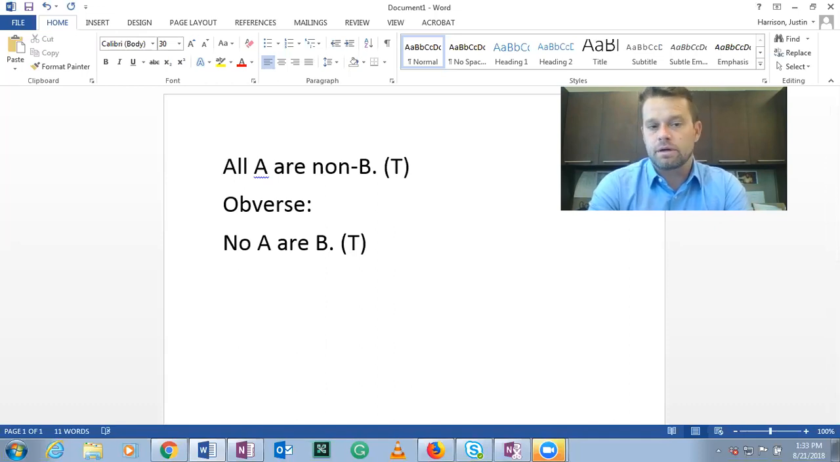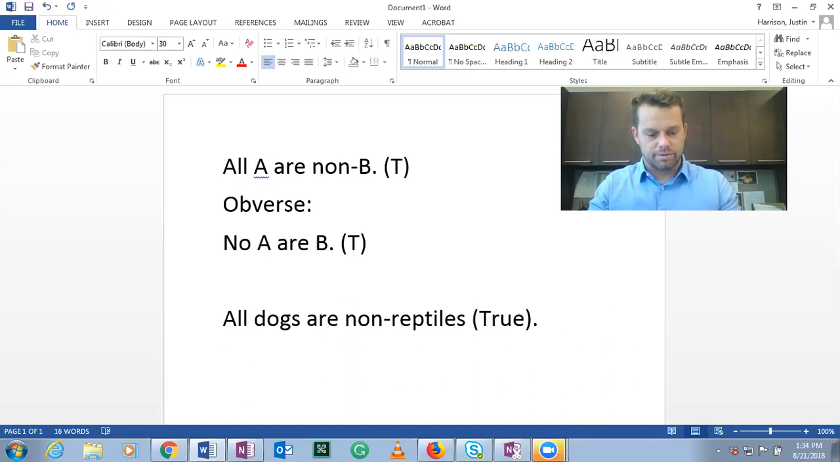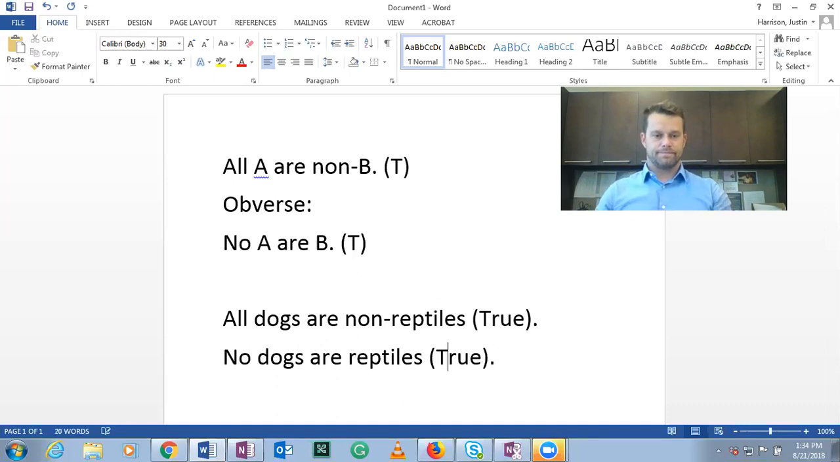Like, all dogs are non-reptiles. That would be a true statement. So let's actually do this. All dogs are non-reptiles. That's true, right? The obverse of this statement would be no dogs are reptiles, which is also true. Sorry, I should have put my periods here.